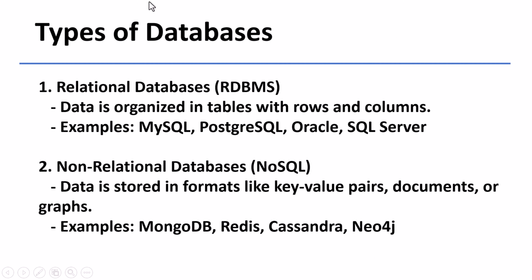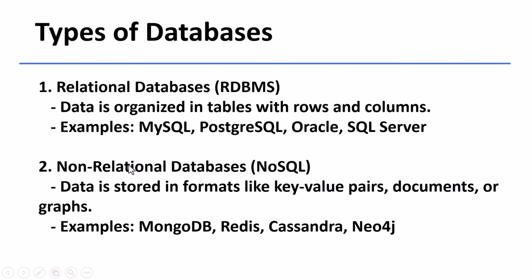Let us take a look into the types of databases. There are two types of databases, relational databases and non-relational databases. In relational databases, the data is organized in tables with rows and columns. The examples for relational databases are MySQL, PostgreSQL, Oracle, Microsoft SQL Server. And these relational databases support SQL. So we use SQL as a standard language for interacting with all these relational databases.